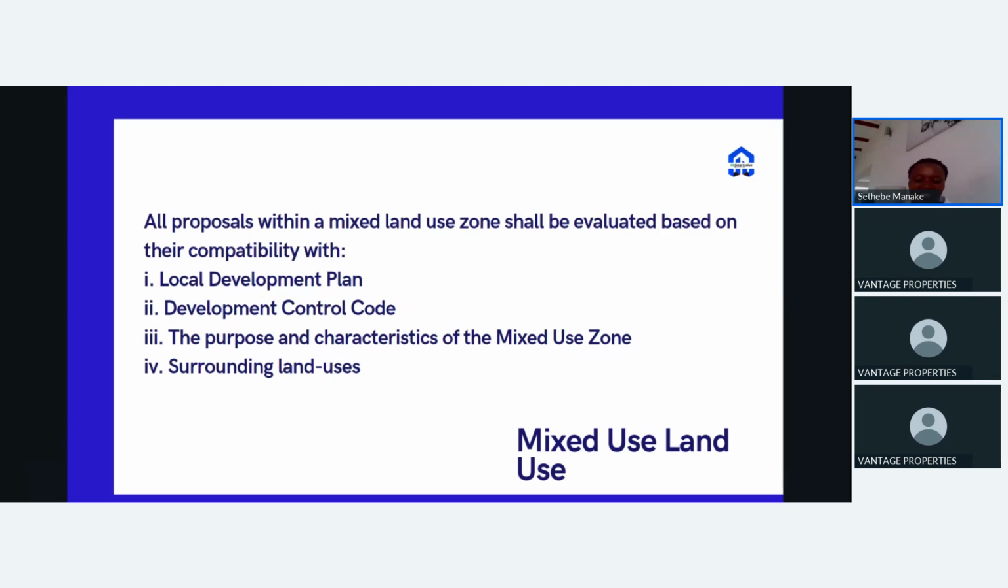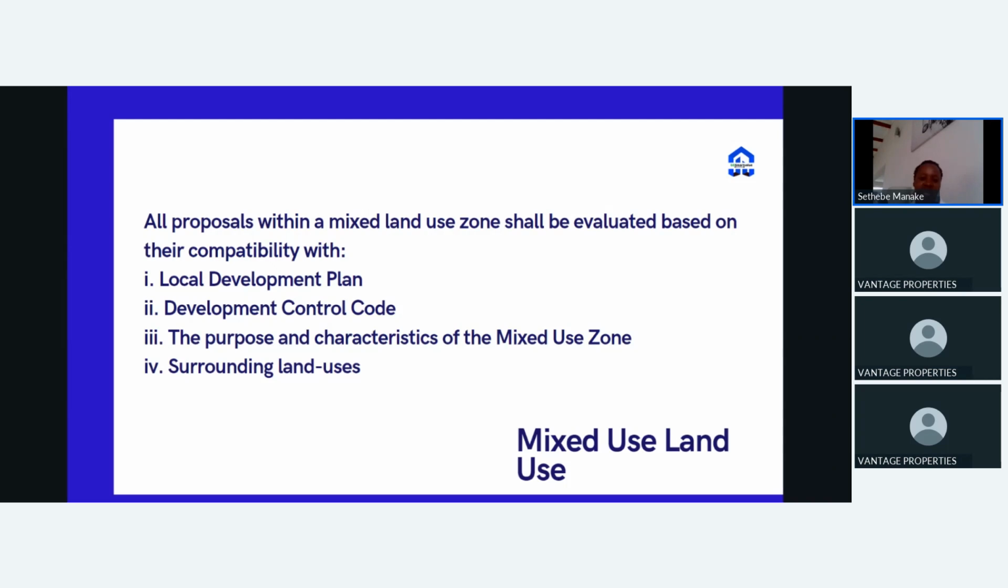So when you submit for change of land use to mixed land use, the things that are being assessed are, first, compliance with the local development plan, because it exists, and then compliance with the development control code. A lot of the things I'm telling you, the majority of them, are from the development control code. And then you must be compliant with the purpose and the characteristics of the mixed use zone.